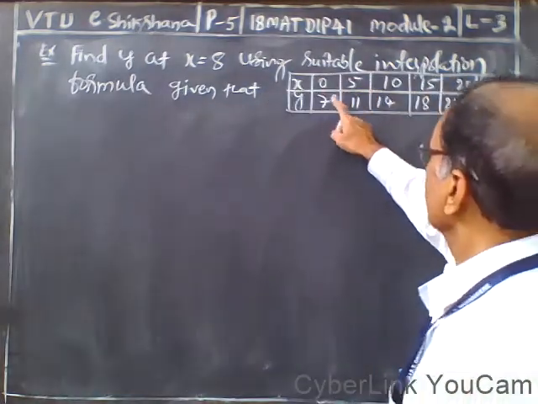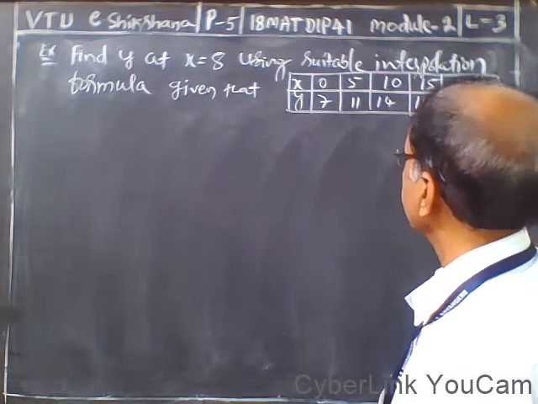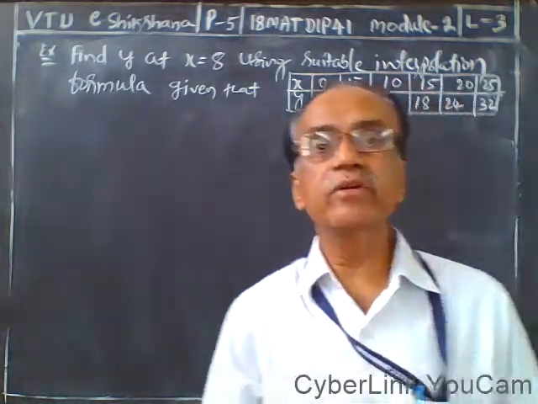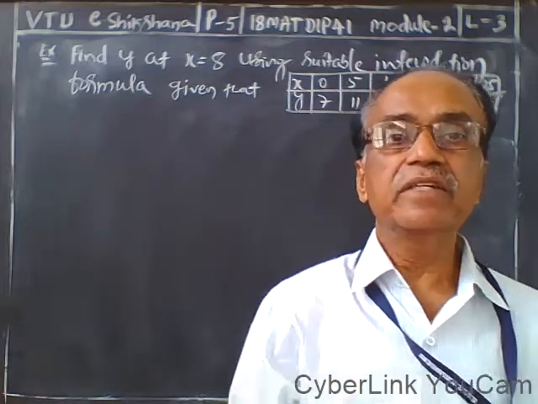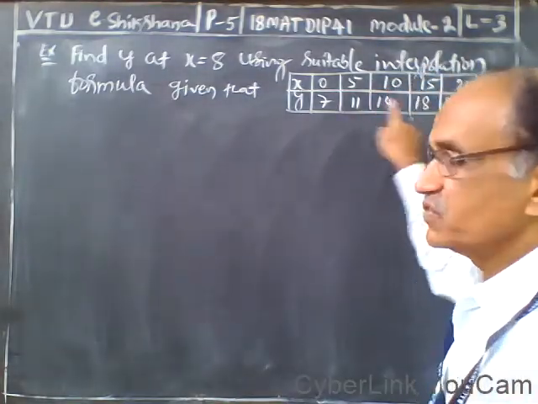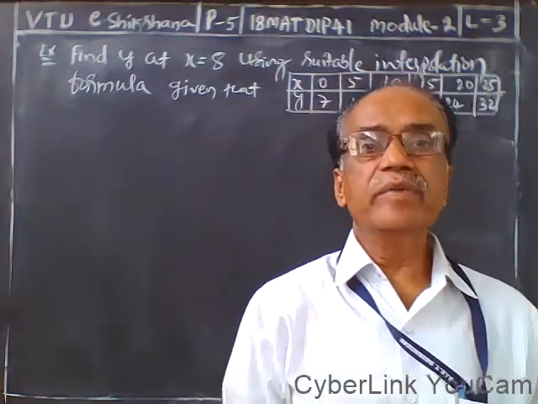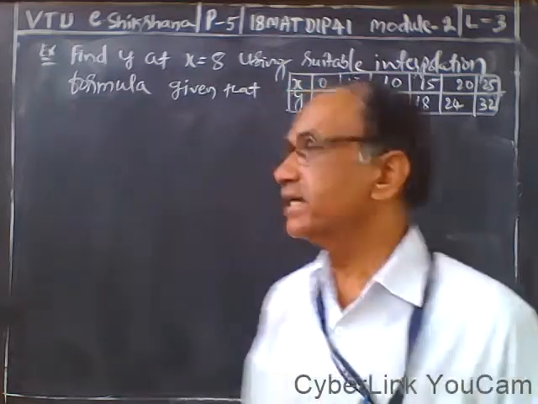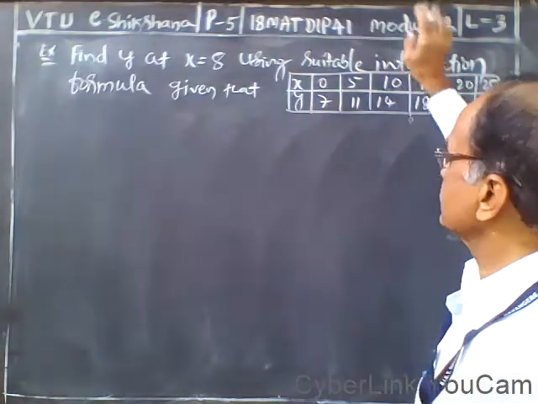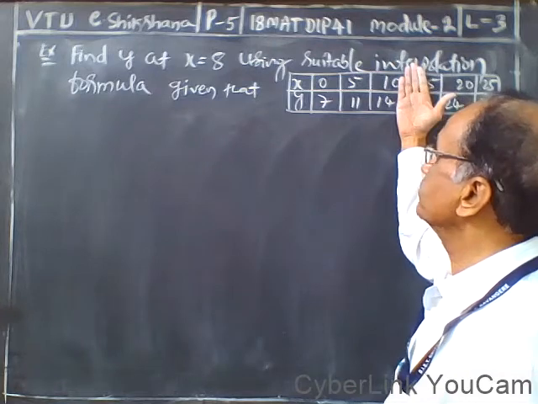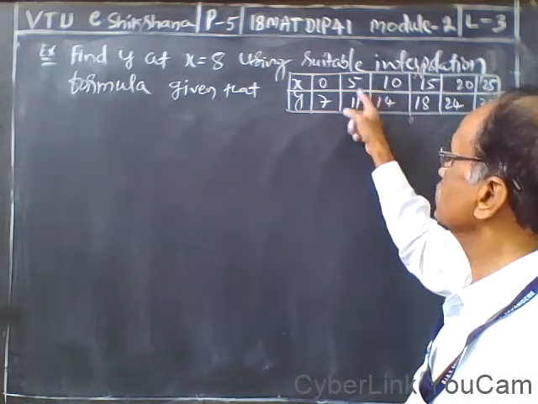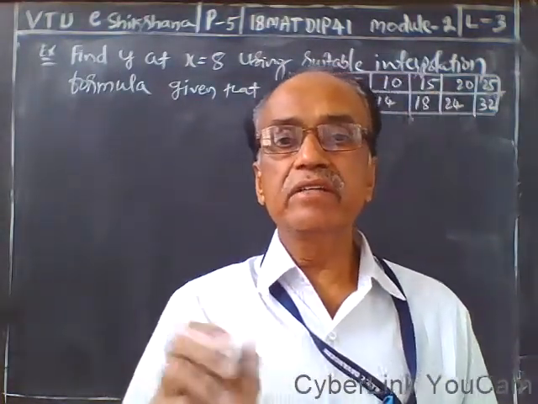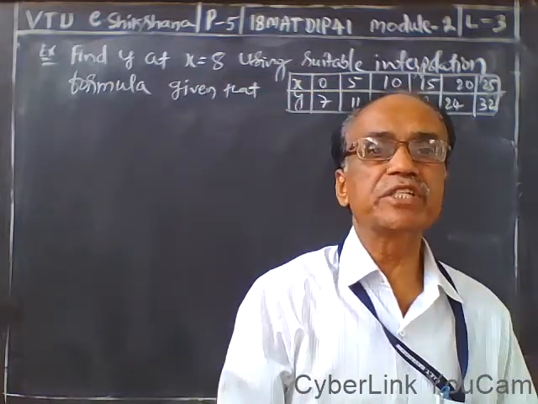There are 1, 2, 3, 4, 5, 6 values. Six values means 3 values on each side, and the central position falls between 10 and 15, so 12.5 will be the central value. But the value to be interpolated, x equal to 8, comes before 12.5. It lies between 0, 5, 10, so it is very near to the beginning of the table. Then we use Newton's forward interpolation formula.